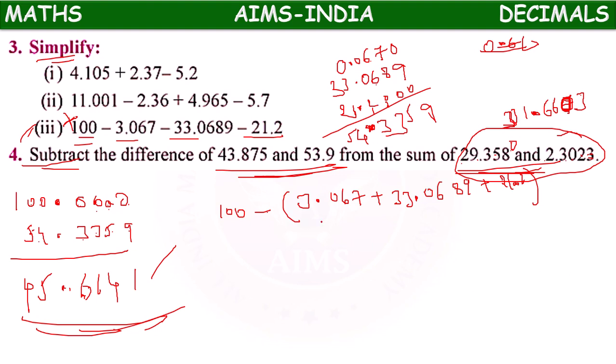This is this one. Difference what? Here we can keep 0. One more 0 we can keep. Means 43.87. Sorry. Difference of these two numbers, which is greater. 53 point is greater than 43 point. So we can take 53.900 from that.